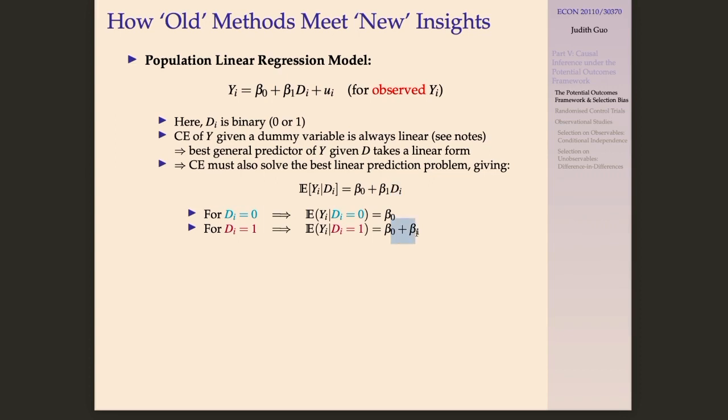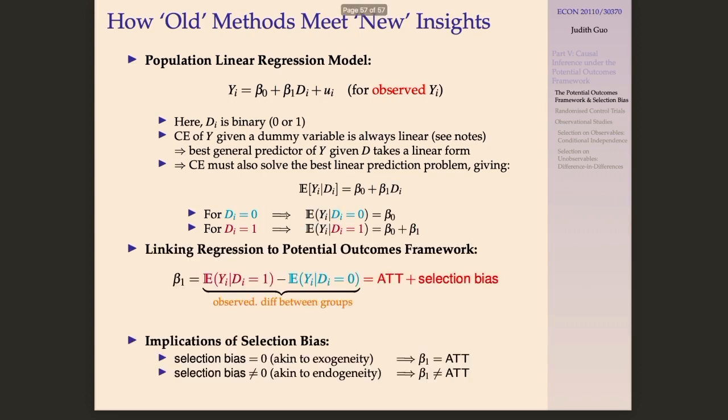But then that implies we can actually connect this with what we're doing in the potential outcome framework. If you take the difference between these two conditional expectations, that is essentially the observed difference between groups. And using the fundamental equation of causal inference, we know that this observed difference is simply the ATT plus the selection bias. So when selection bias is 0, which is akin to exogeneity, beta 1 will be mathematically equal to the causal effect, which is the ATT. Whereas when it's different from 0, which is akin to the problem of endogeneity, beta 1 will not help us identify the treatment effect. So this is how the population linear regression model that we've seen in semester 1 actually relates to the potential outcomes framework.